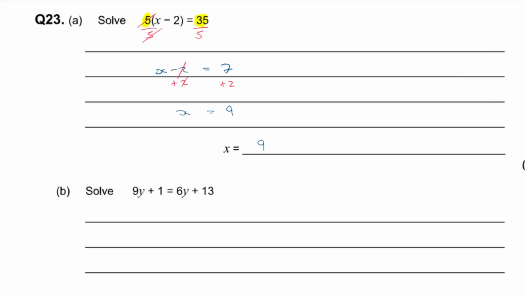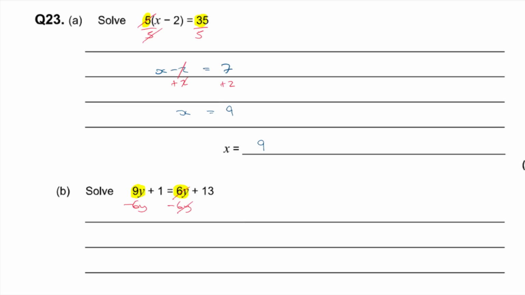Part B says solve 9y plus 1 is equal to 6y plus 13. Okay, so now we've got unknowns on both sides. I've got a 9y here and a 6y here. So what I'm going to do is take the smaller one of the two, the 6y, and take that away from both sides. So we'll just do the smallest one, because then the y's will disappear from this side.